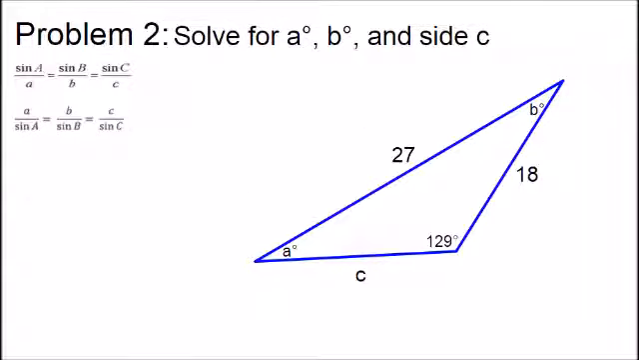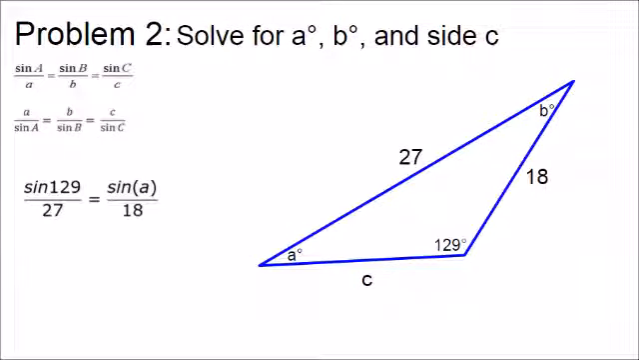In this second problem, we have one angle and two sides, whereas in the other problem we had two angles and one side. You can really solve for anything you want, but we are going to solve for angle A first. Because you are trying to find an angle, we are going to use the top formula. And we only have one set of complete information, so we have to use that. So it would be sine 129 over 27 equals, and because we're trying to find angle A, sine A over 18, because 18 is opposite of angle A.